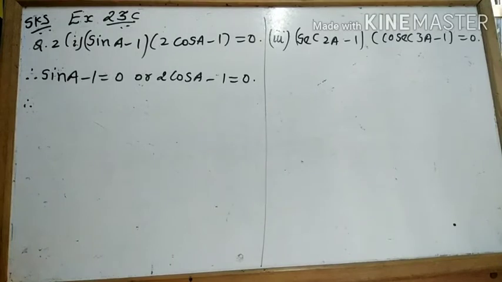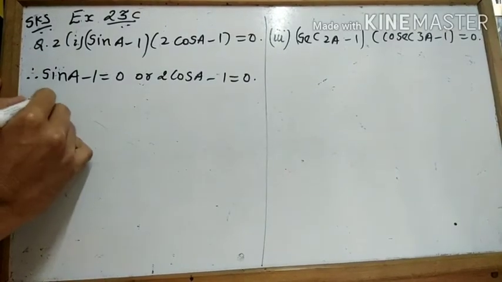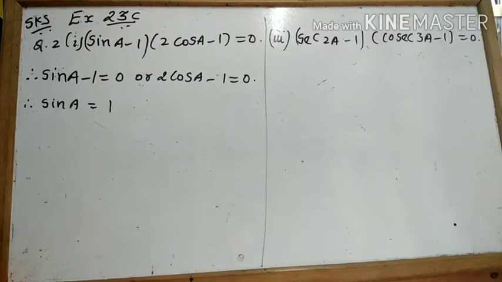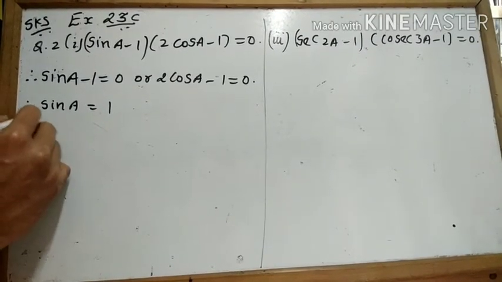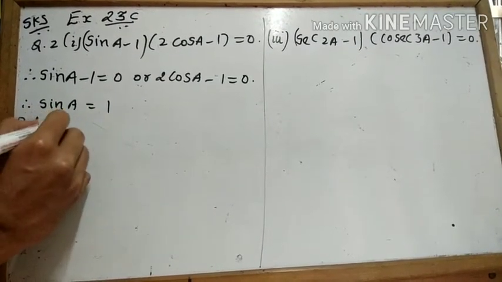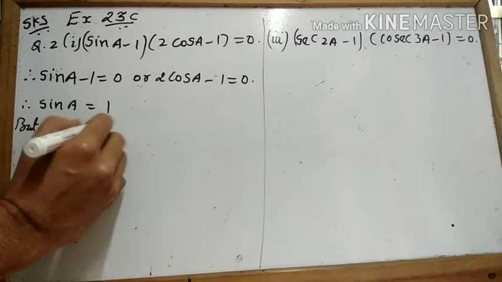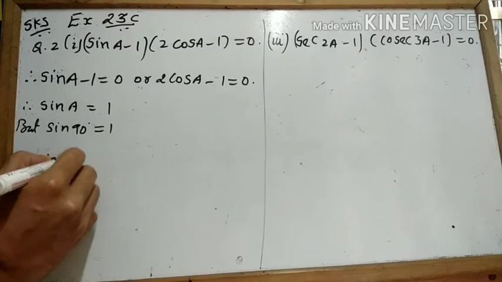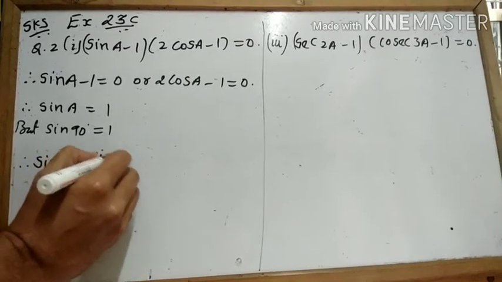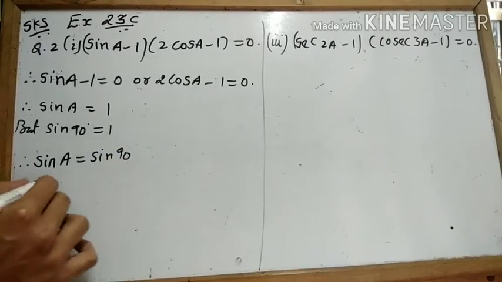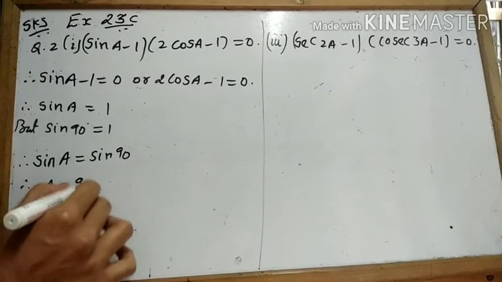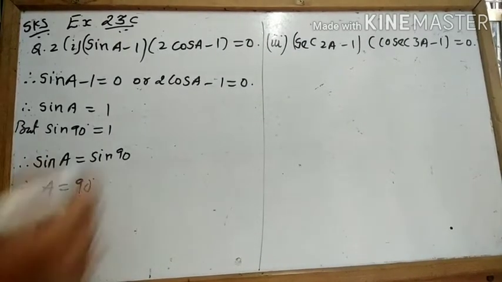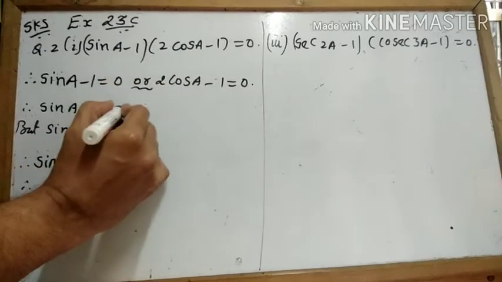I'll just solve the first sine part. So sine A is equal to 1. But if you know the tabular values, then sine of 90 is equal to 1. Therefore, sine of A will be equal to sine of 90. Therefore, one of the values of A is 90. Why do I say one of the values? Because here there is the topic of OR.